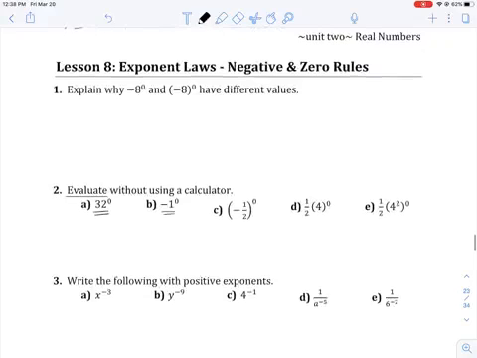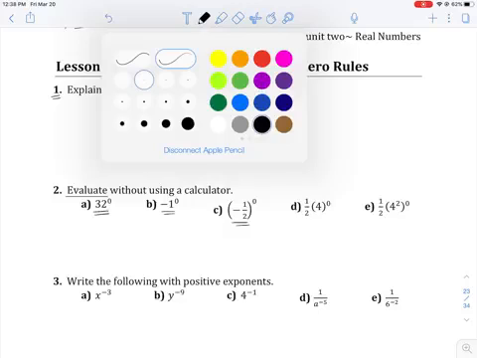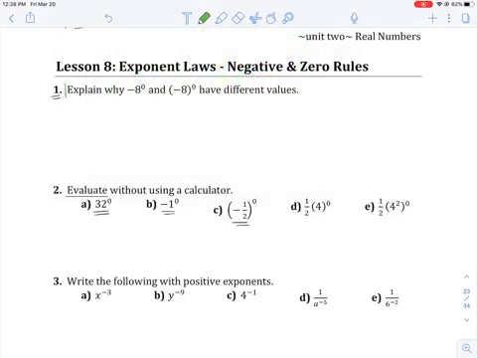This one here says evaluate without using a calculator. So think about your exponent laws. Think about what we know. I think everyone could do all of these. This one, the explain. Explain can be a little bit tricky, can't it? Explain why negative 8 to the power of 0 is different than negative 8 in brackets to the power of 0. Why do they have different values?